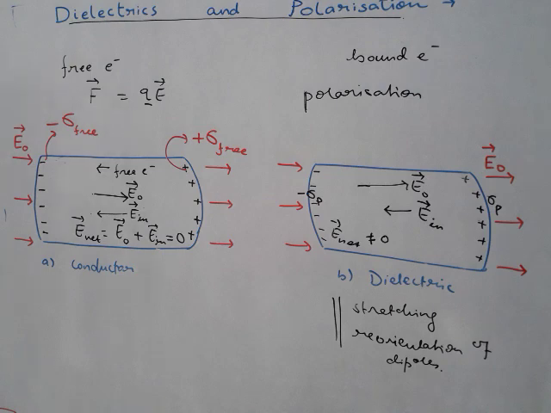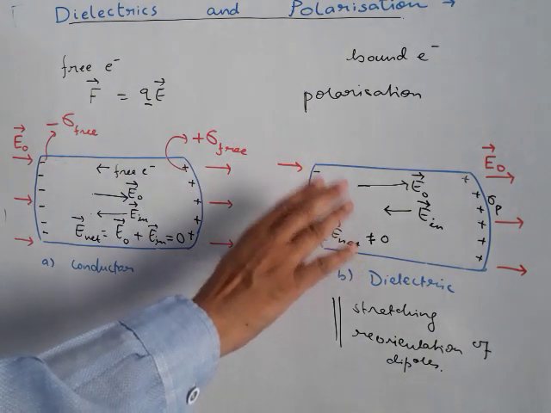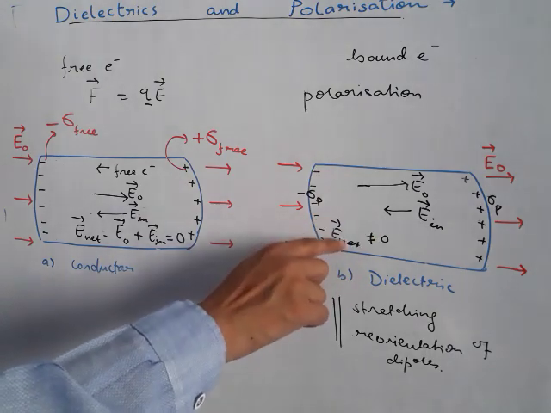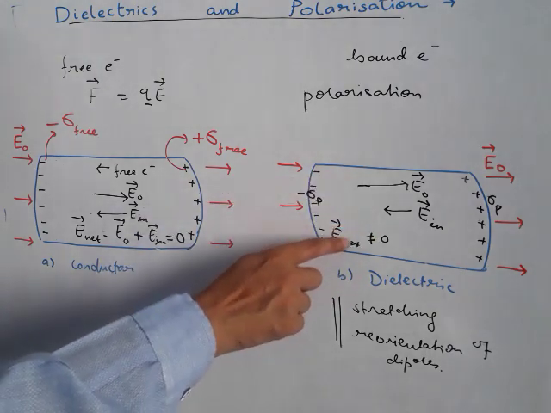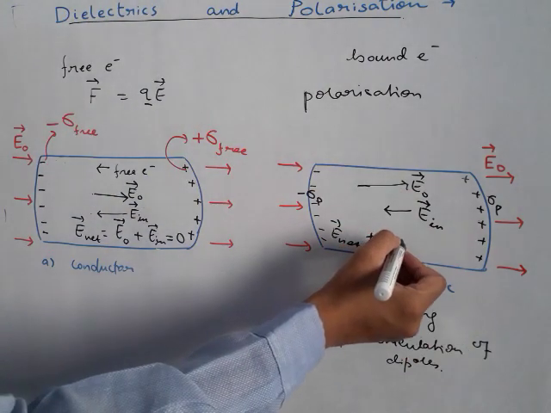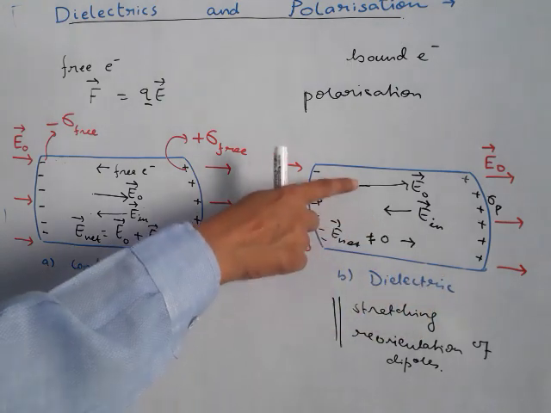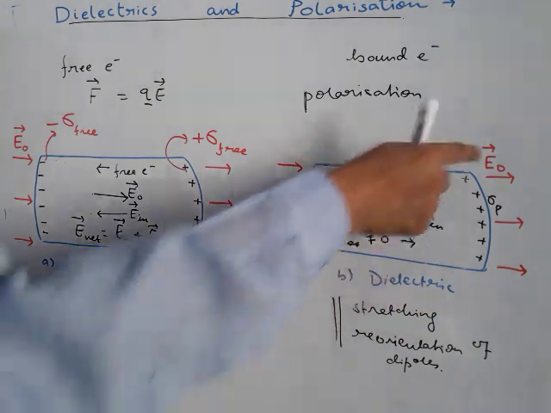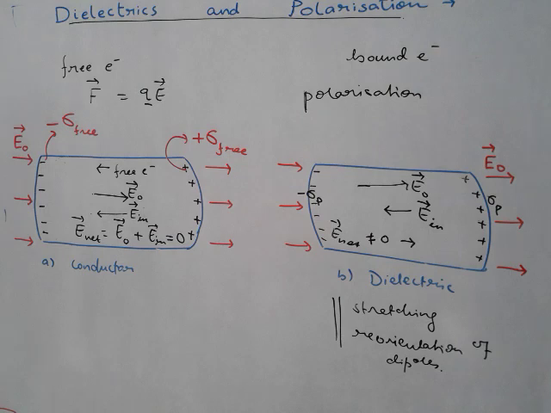Remember, in case of conductors, inside the conductor the net electric field will always be 0. In case of insulators or dielectrics, inside the dielectric the net electric field is not equal to 0. Then what will be the direction of net electric field? So E net will be in this particular direction. You can see this is greater. It is in the direction of external field.